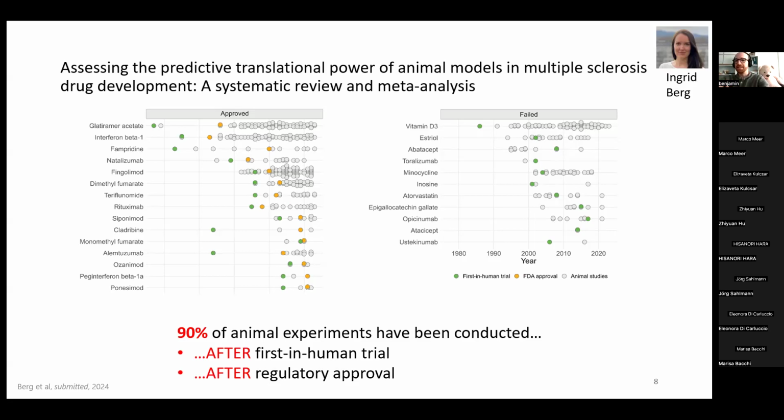However, there seems to be a disconnect between animal research and clinical research regarding the reasoning behind conducting animal experiments. I would claim, I don't have evidence for that, but I would boldly claim that some or maybe many of these animal experiments would not have been necessary because the drug is already used in a clinical setting.